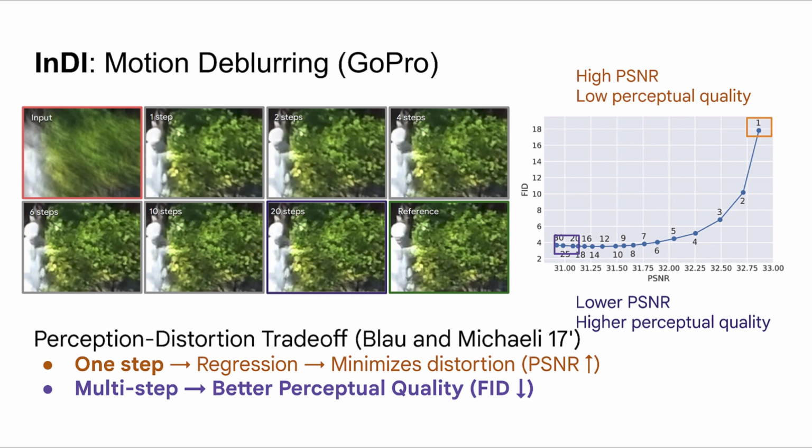There is a trade-off between the average distortion, here represented by PSNR, and the FID score, which correlates with perceptual quality. This is a well-known perception distortion trade-off. With InDI, we can actually traverse this trade-off by controlling the number of steps we use in the reconstruction.